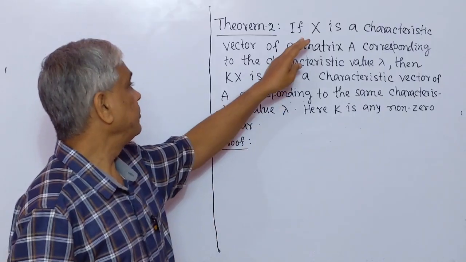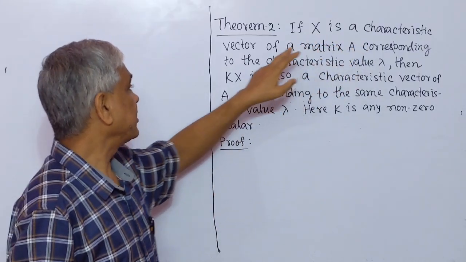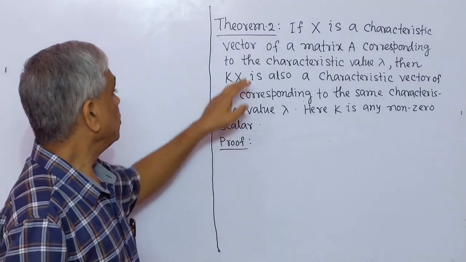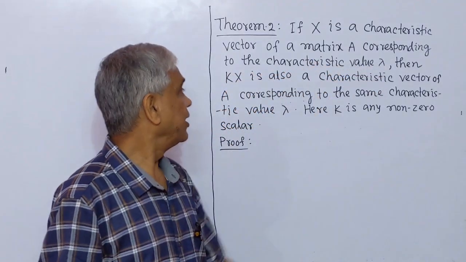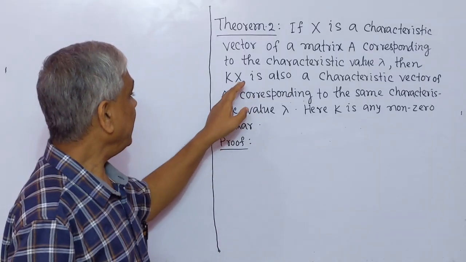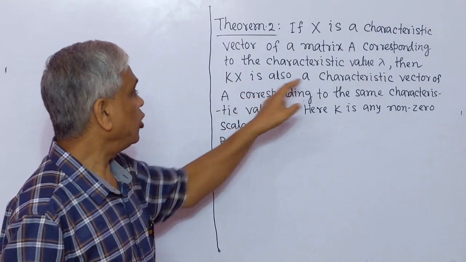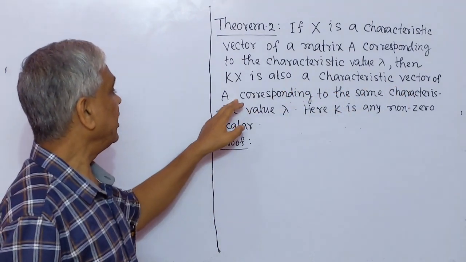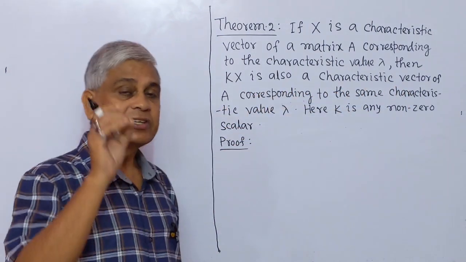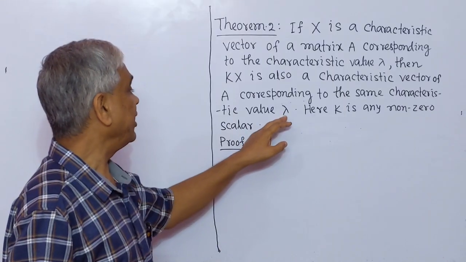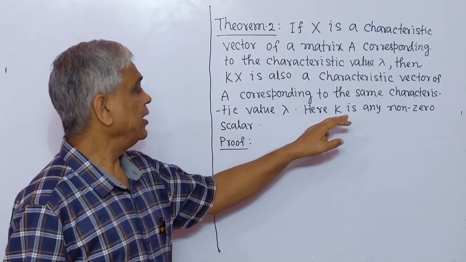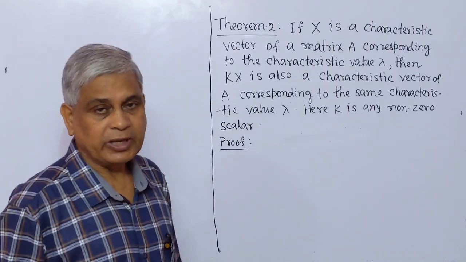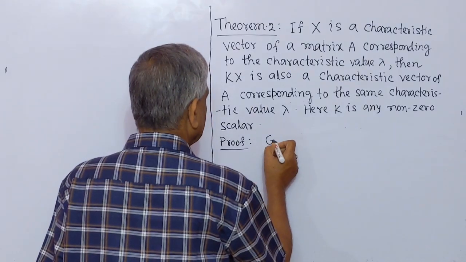The theorem is: if x is a characteristic vector of a matrix A corresponding to the characteristic value lambda, then k multiplied by x is also a characteristic vector of matrix A corresponding to the same characteristic value lambda. Here k is any non-zero scalar. Now we prove this.